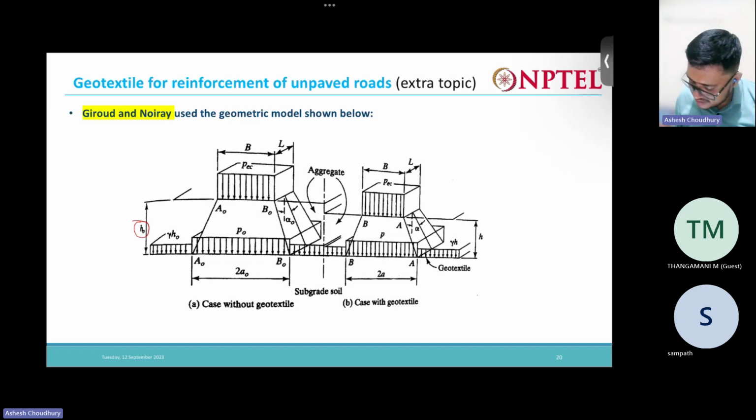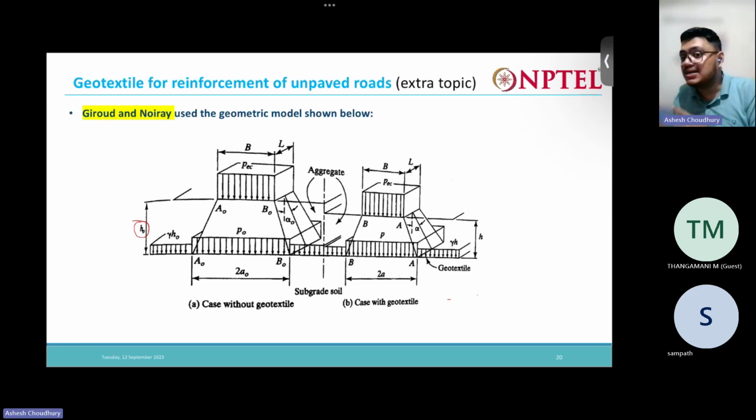So below we have a separate soil. We need to place some aggregate layers above it so that the stress, the load coming on the subgrade soil, is sufficiently reduced or spread out. All right. So without geotextile, we need to use H naught height.